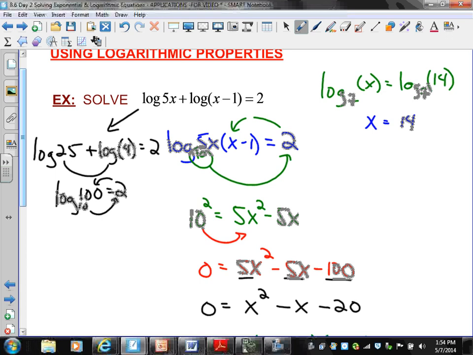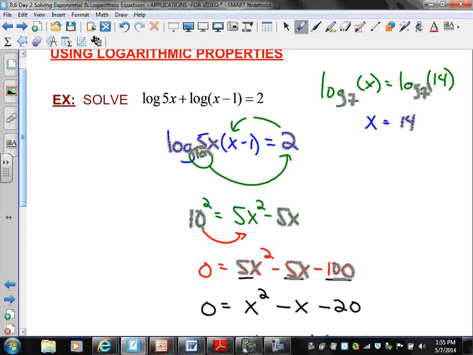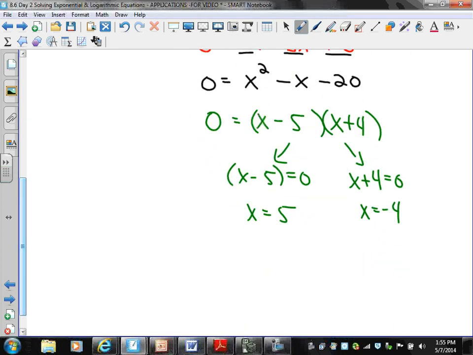Does negative 4 work? Well, I'm going to erase all this stuff here. Let's try negative 4. So I get the log of 5 times negative 4 is negative 20. Ooh, stop right there. I don't need to go any farther. I can't do the log of a negative value. That's exactly the problem. That's why I'm going to get an extraneous solution here. So because of this log of negative 20, I have to throw out negative 4 as a possible solution. And again, my only solution is going to be x equals 5. So you've got to watch out for extraneous solutions with these log equations.